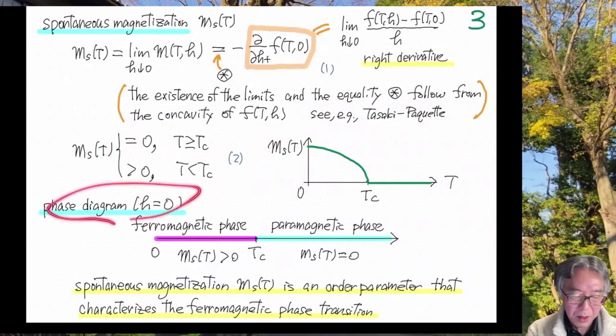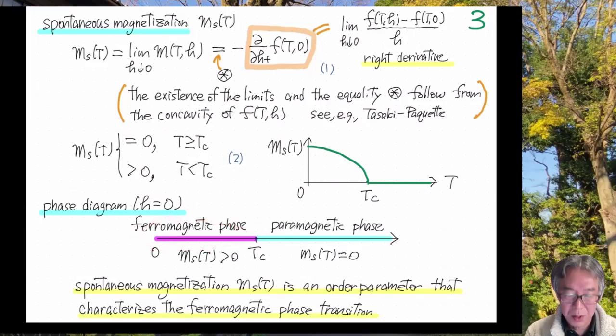And here's the phase diagram at vanishing magnetic field. So here's TC. Everything is at h equals 0, and this is the temperature axis. Below TC, you have the ferromagnetic phase. Above TC, you have the paramagnetic phase. And spontaneous magnetization MST is an order parameter that characterizes this ferromagnetic phase transition. This MST distinguishes between this phase and this phase. So these were all thermodynamics.